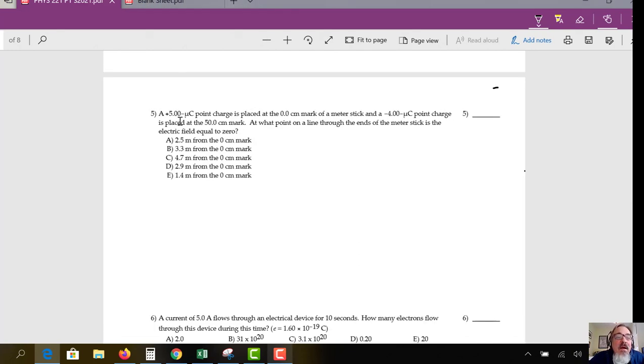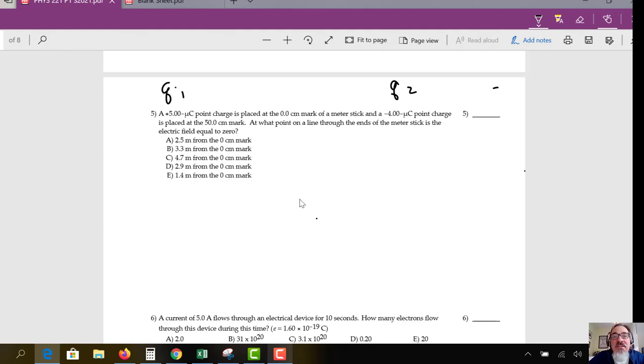Okay, let's look at number 5. A plus 5 microcoulomb charge is placed at the 0 centimeter mark on a meter stick, and a minus 4, so opposite sign, microcoulomb charge is placed at the 50 centimeter mark. At what point on a line through the end of the meter stick is the electric field equal to 0? Okay, so let's call this 5 microcoulomb Q1 and then minus 4 Q2.